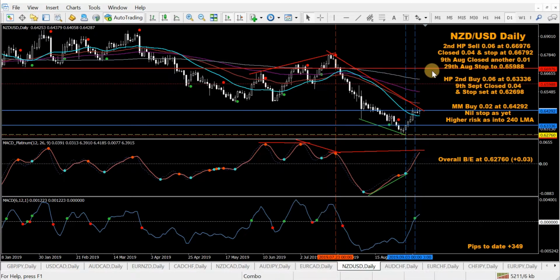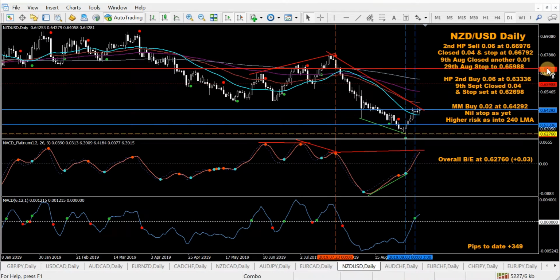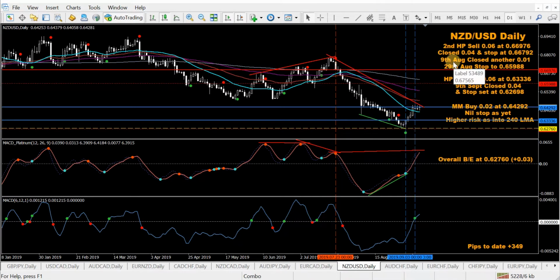What have we got here? New Zealand USD, still on a sell back here. HP sell. Then I took a, what did I take? Buy. Yeah, I initially took a buy in here, and I took a second buy down there, I think I took it on a, not sure, but I took a second buy. Yeah, I would have taken a buy, a sell hedge, and a second buy, and I've already closed that buy and that sell hedge and taken some profit on that second buy.